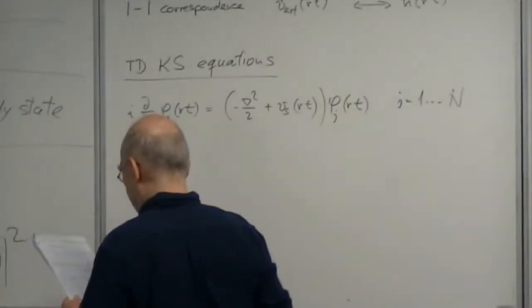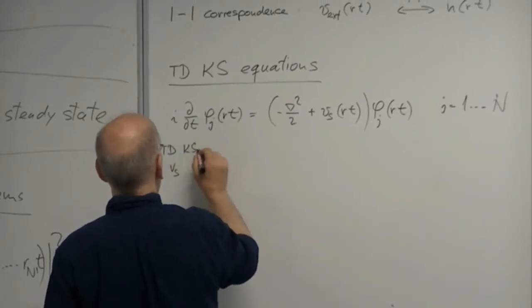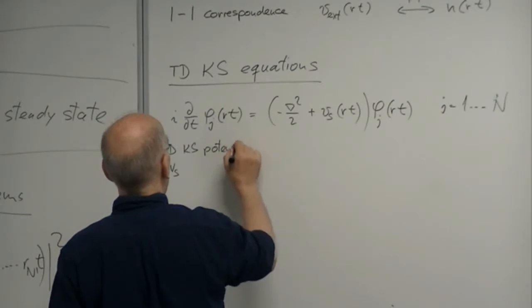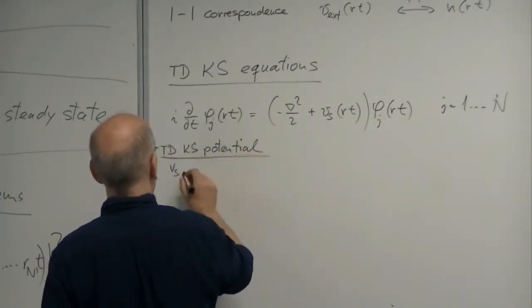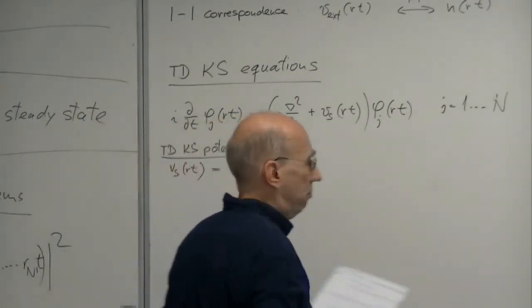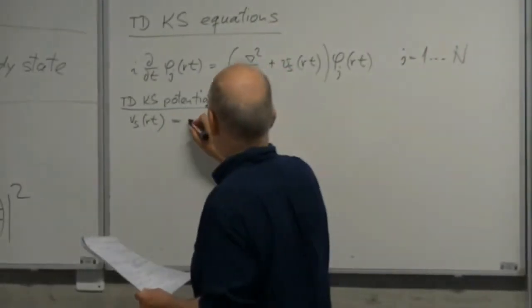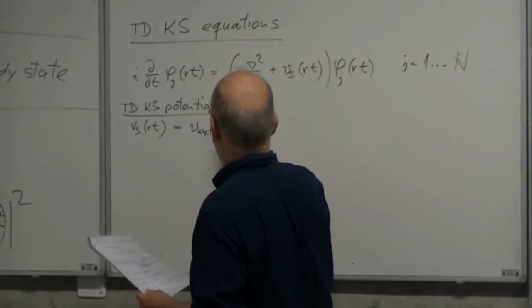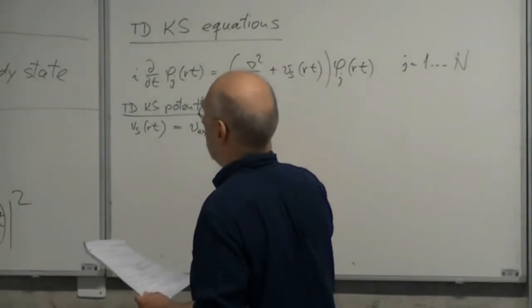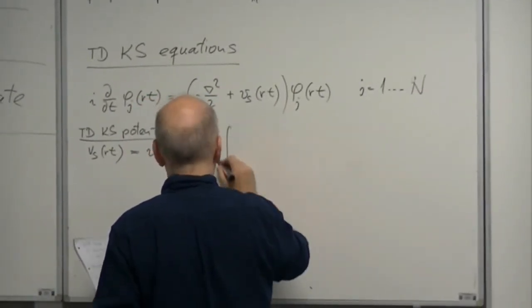Now, what is this time-dependent Kohn-Sham potential? It consists, similar to the ground state, of three terms. First of all, the external potential of the system that we want to treat. So typically, the nuclear Coulomb potential and driving force. Then there is a time-dependent Hartree term.